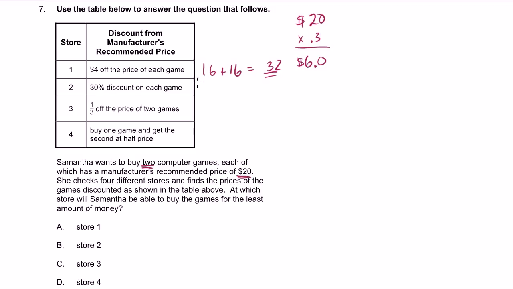So a $6 discount makes each game $14, right? 20 minus 6 per game that she buys. So she's going to spend $28 at store number 2. We switch colors. 1/3 off the price of the 2 games.